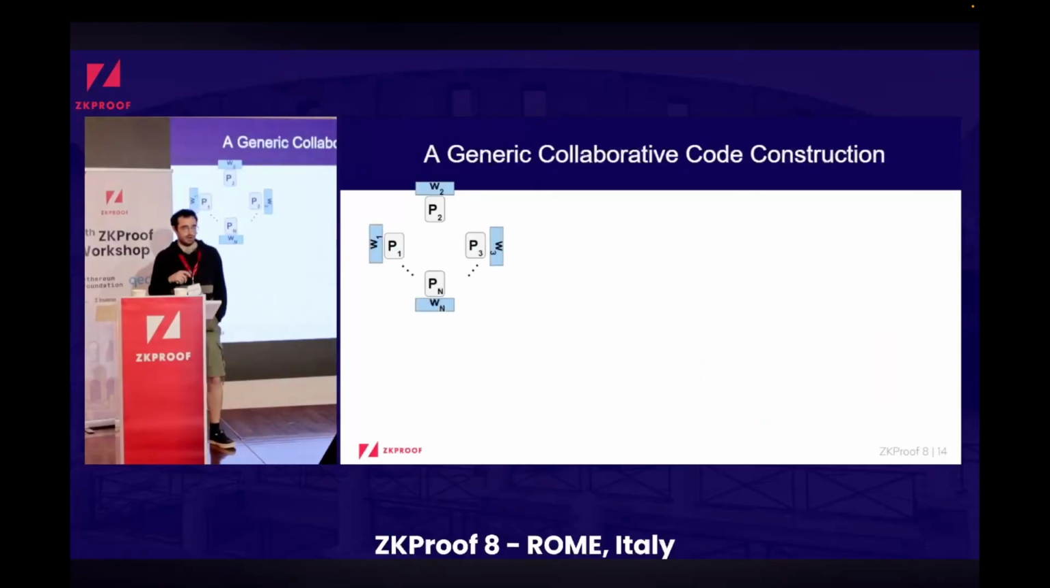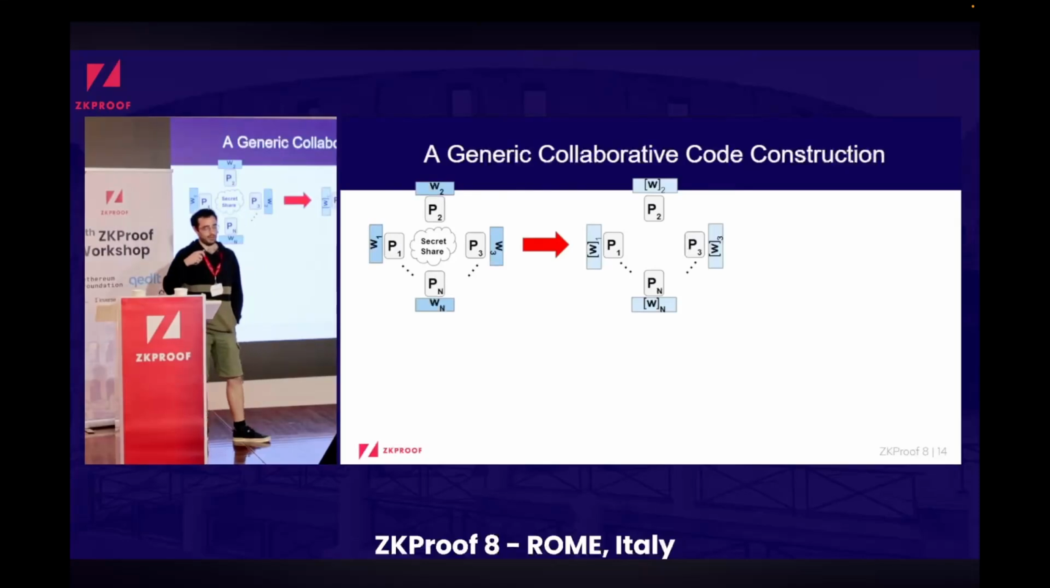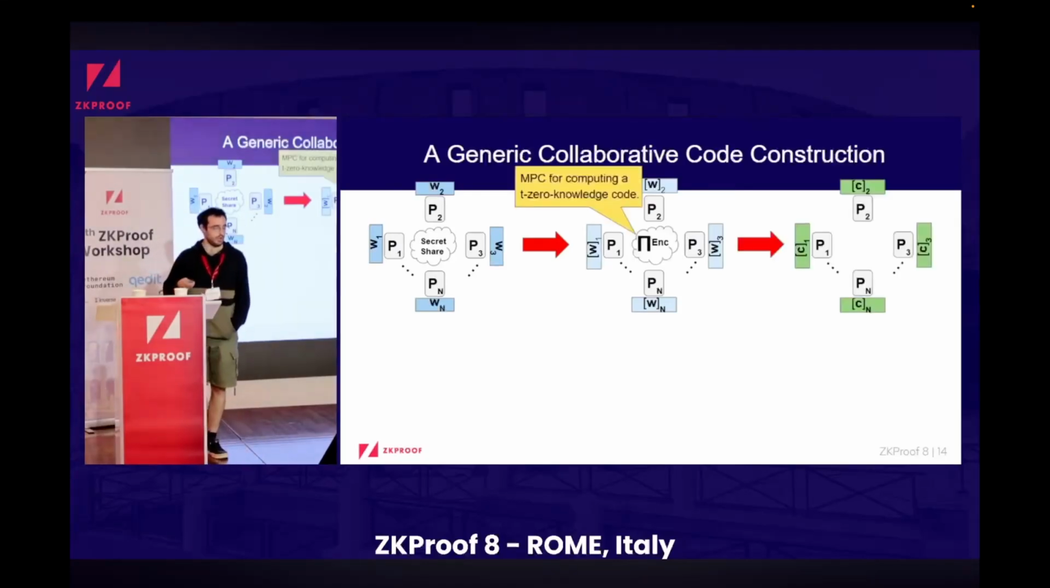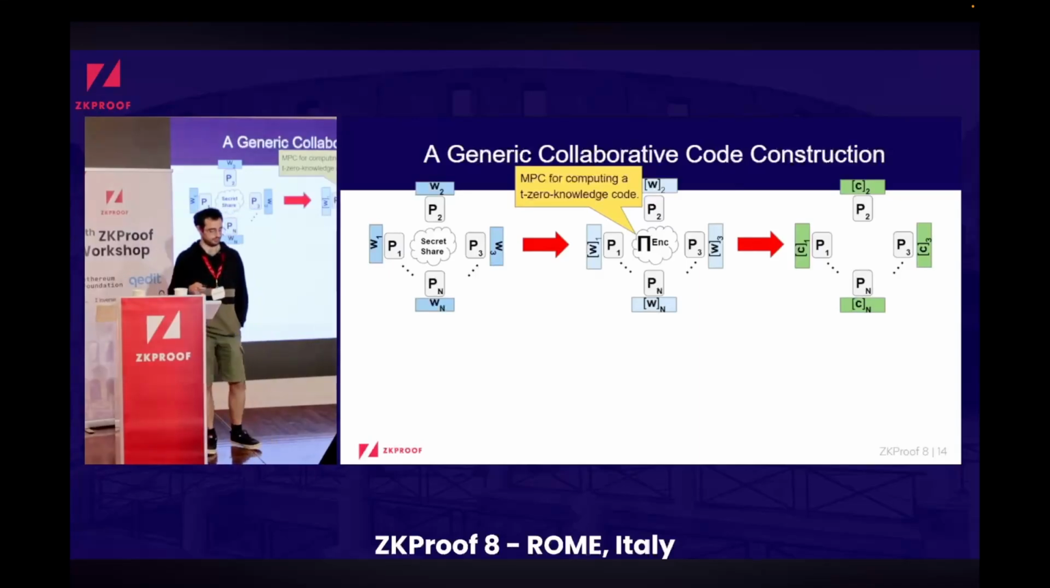So let's see now how to, in a generic way, construct collaborative codes. For this, the parties first secret share their inputs, and then they run an MPC protocol that emulates the encoding functionality of a zero-knowledge code. And at the end of the day, each party ends up with a secret share of the codeword C. Unfortunately, this approach has some limitations.